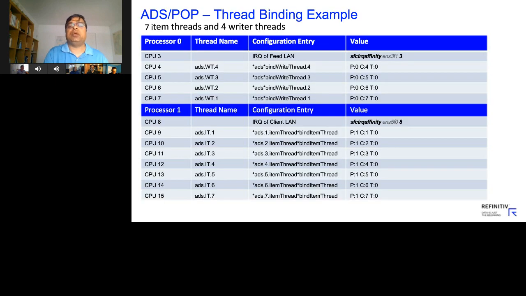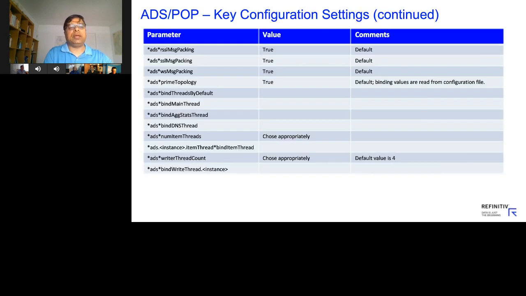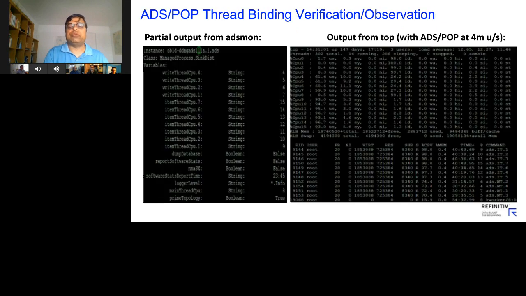And also don't bind a writer thread and an item thread to the same core. It will work to an extent, like 50% of what you expect, and then you'll see unexpected failures.